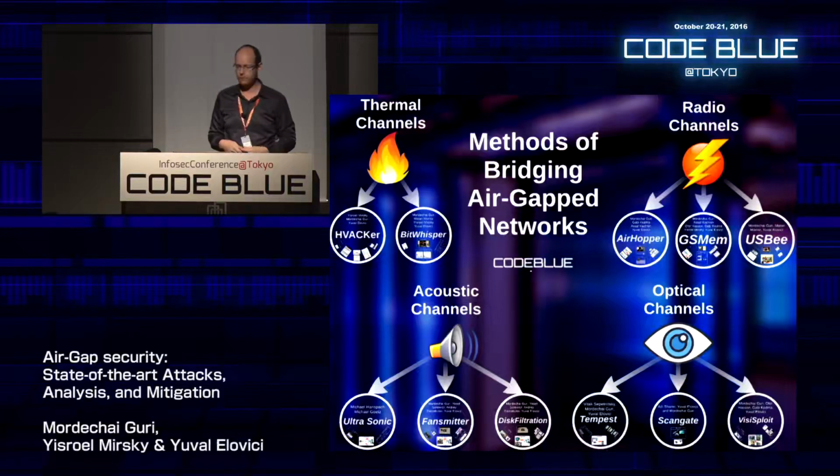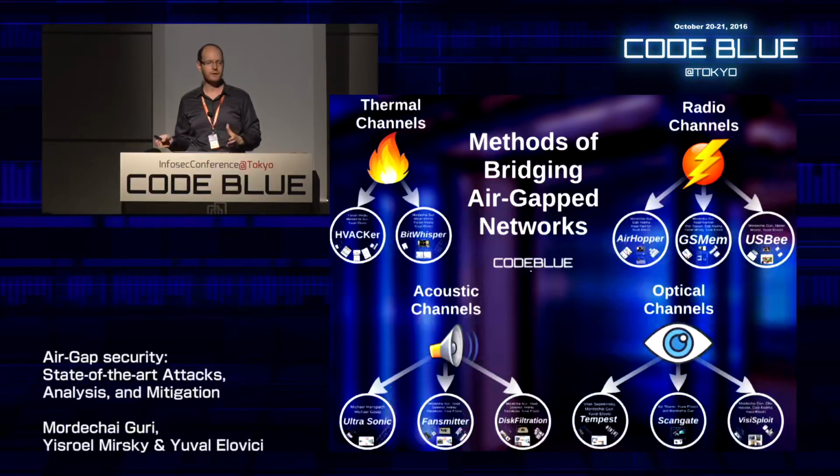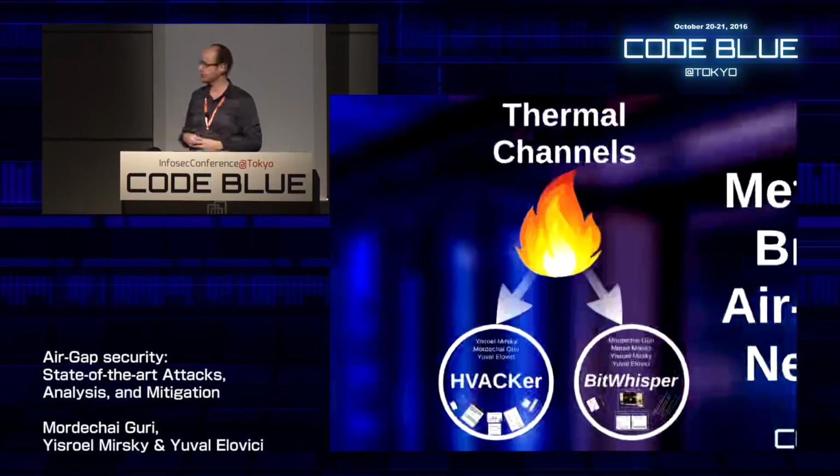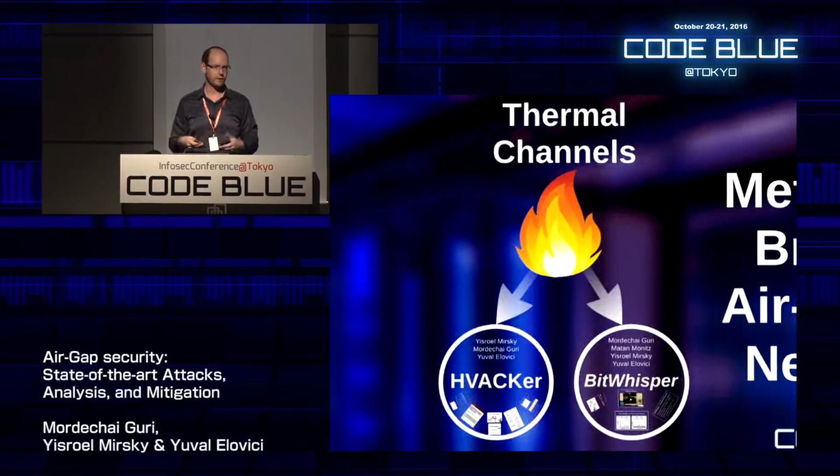So the bulk of what we're going to talk about today are the different methods of exfiltrating information or bridging the air gap, sending information, building these covert channels from the air gap network to the public network. And there are three general channels if you're doing this. You have thermal channels, you have acoustic channels, sound, optical channels, and radio channels. Of these 11, which we're going to talk about today, 10 of them were discovered in our labs.